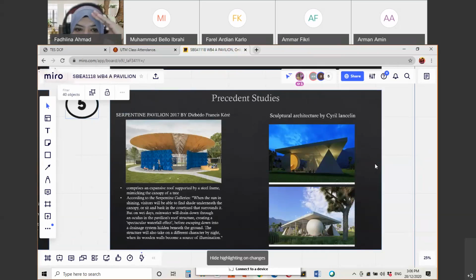Okay, why did you choose this one? How does it relate to your pavilion, your sculpture pavilion later?